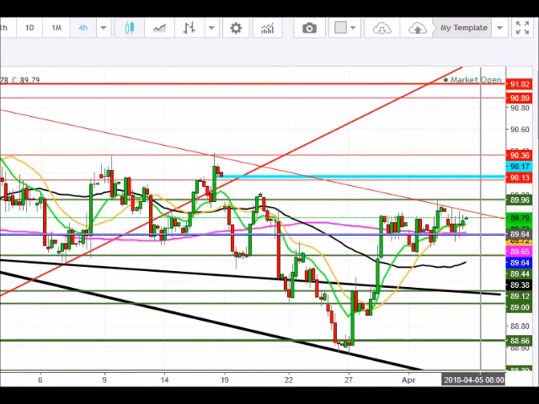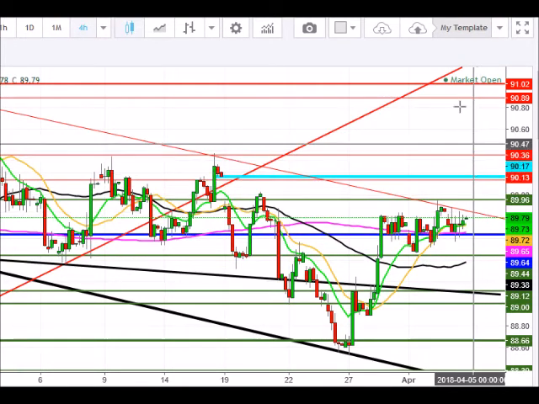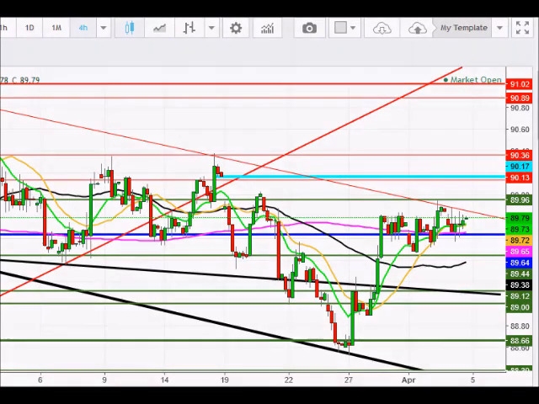I am thinking that we do see the dollar spike back up and ultimately start hitting the 90.40 and then the 90.80 to 91 levels.